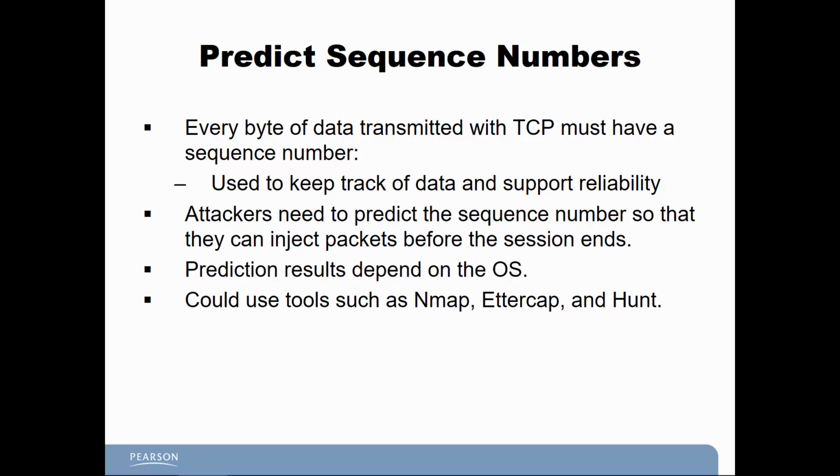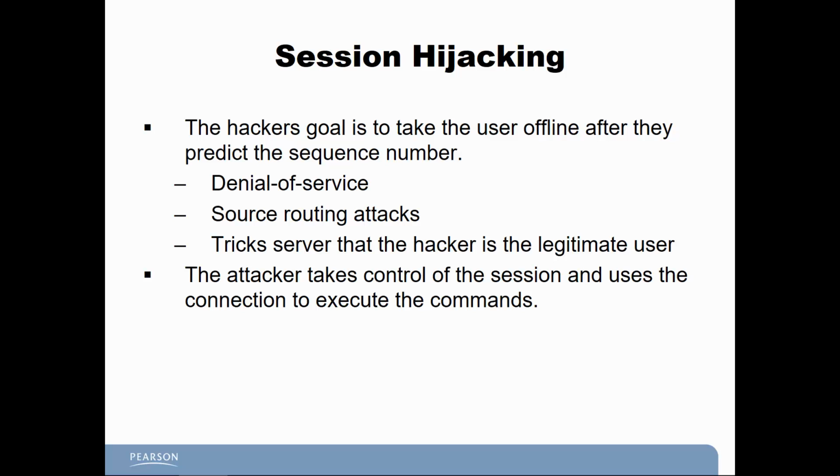The prediction for the sequence number is heavily reliant on the operating system, but we can use tools such as Nmap or Ettercap or Hunt to help predict that sequence number. Remember, the attacker's goal is to take the user offline after they predict the sequence number. That way, they can actually interact with the victim. Things like a denial of service, source routing attacks, or tricking servers that the hacker is a legitimate user are all possible here.